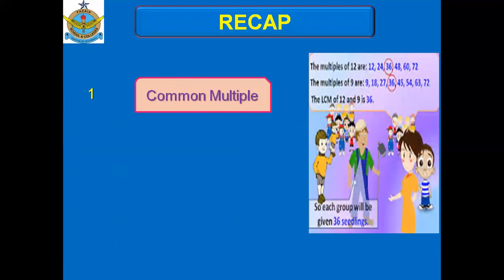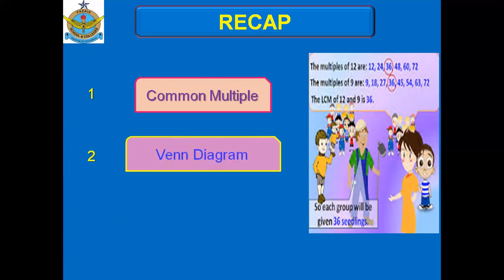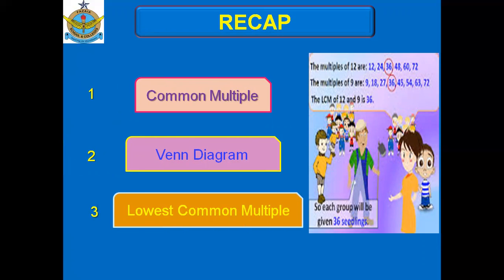Now we just recap today's lesson. First, we discussed the common multiple. The second thing we discussed in today's lesson is the Venn diagram. And the third topic we discussed today is the lowest common multiple.